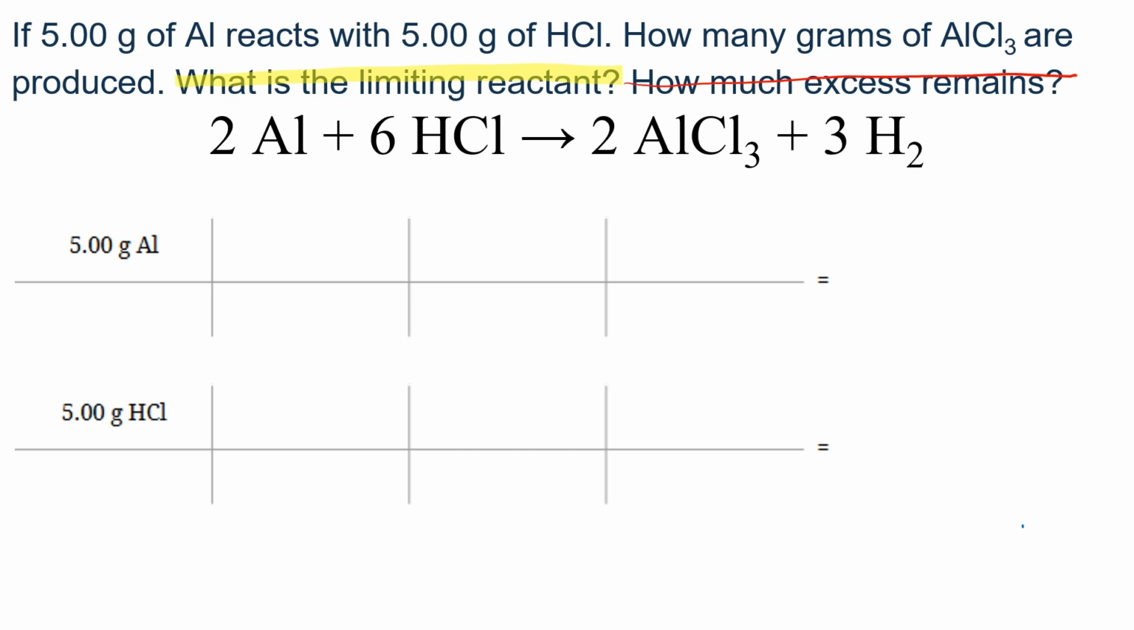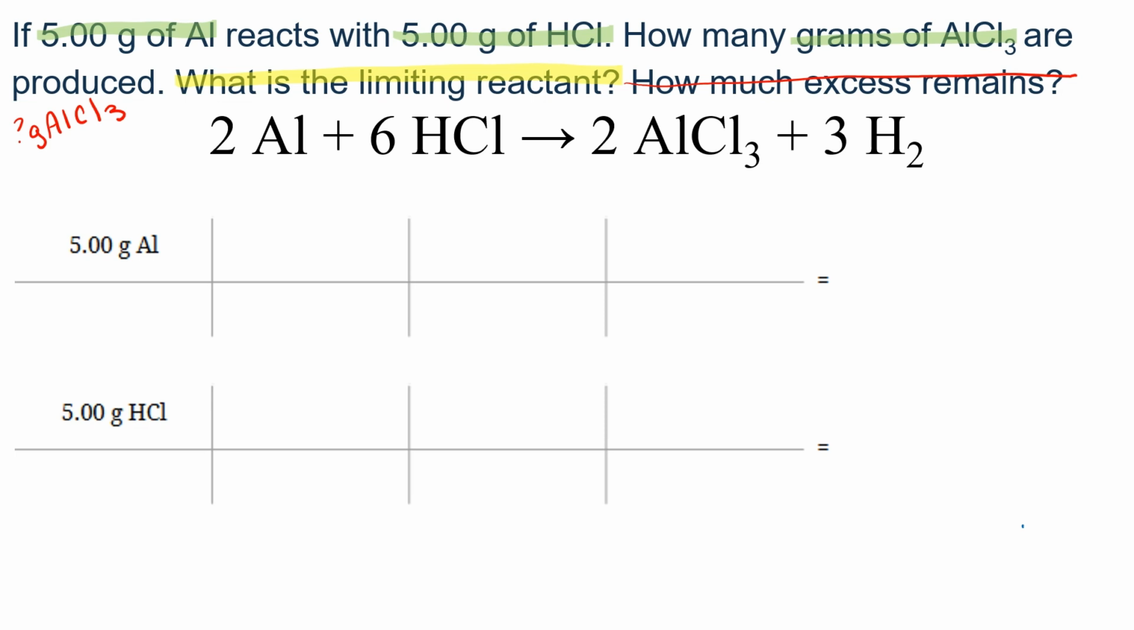And now we need to go look at our problem and figure out what do we have. So we know that we have 5 grams of aluminum, we have 5 grams of hydrochloric acid, and we want to know how many grams of aluminum chloride we have. So we're ultimately solving for grams of aluminum chloride. So I'm going to do this in 2 separate problems because I have 2 separate reactants going on.